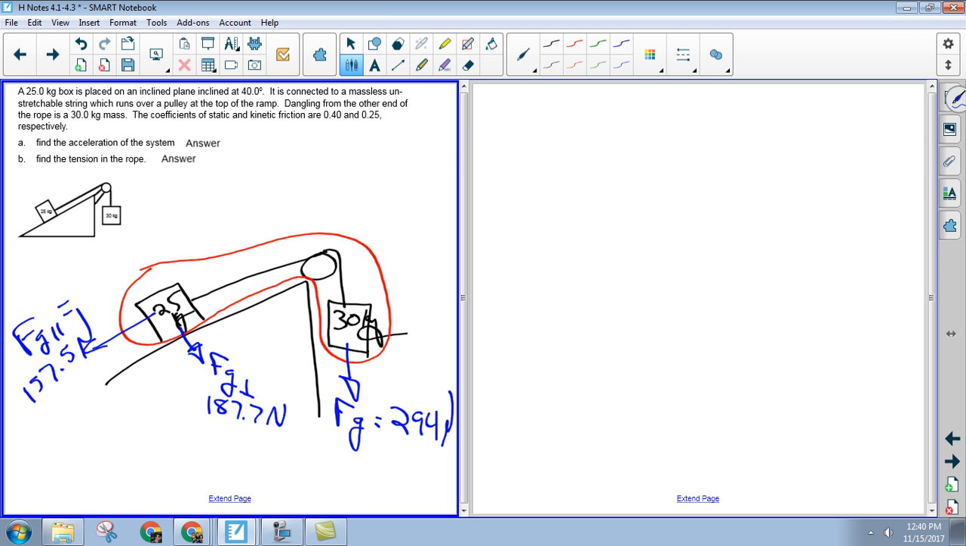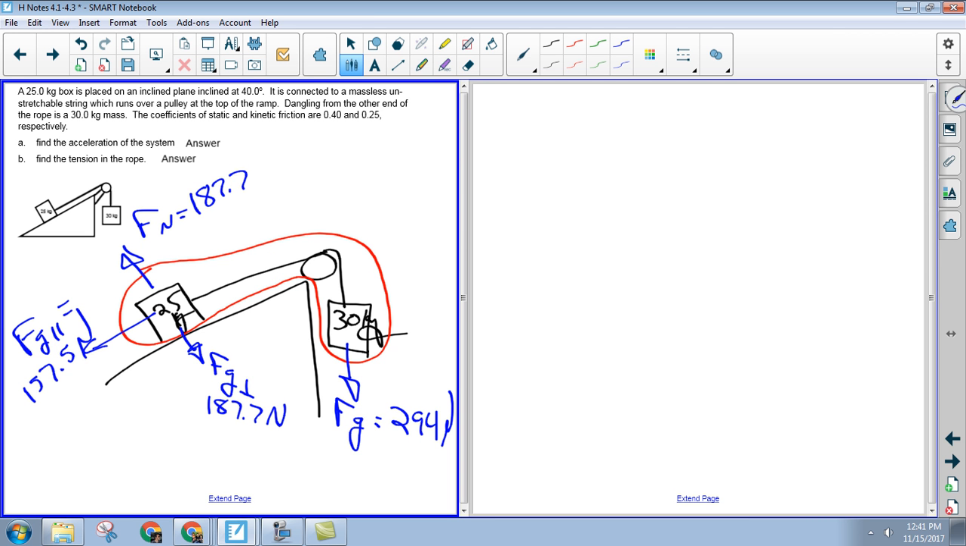All right, give me another external force. What's another force affecting the system that comes from outside? The normal force on the slope. Good, the normal force on this block. It's got to be big enough to cancel out the force of gravity perpendicular, right? So these always cancel, just like on your target check yesterday. So 187.7. Good. All right, anything else?